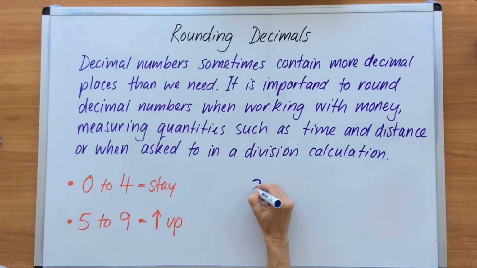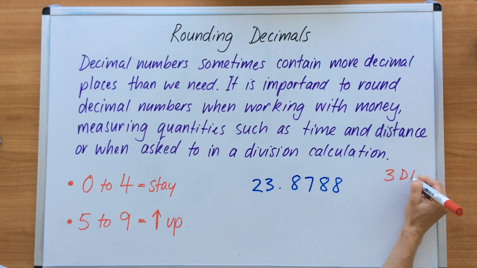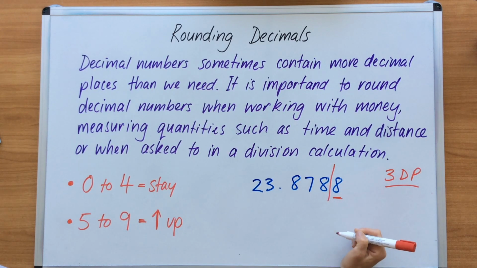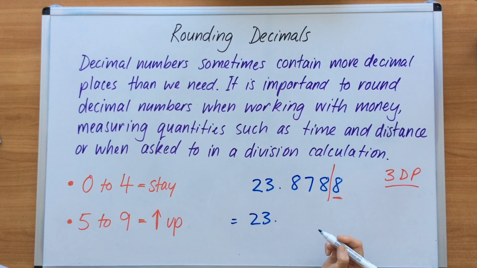Here's another example of 23.8788, and I'm going to ask for 3 decimal places. So we've got the decimal place here, and I count along 3: 1, 2, 3, draw a line and underline. I've got the rounding number and I underline the looking number. This looking number tells me what I need to do. The looking number is 8 and it falls into the category of 5 to 9, which means the rounding number must go up. So our answer is going to be 23.879.